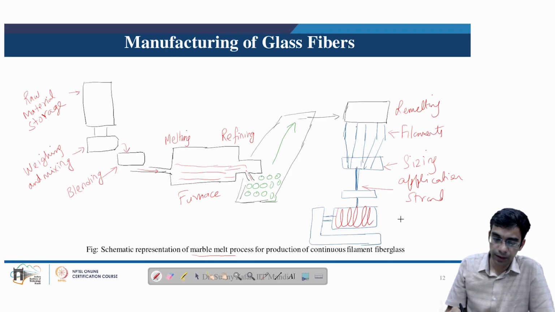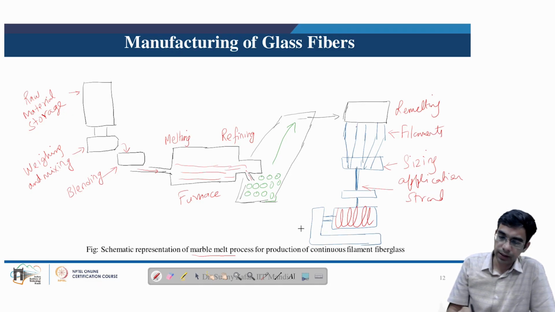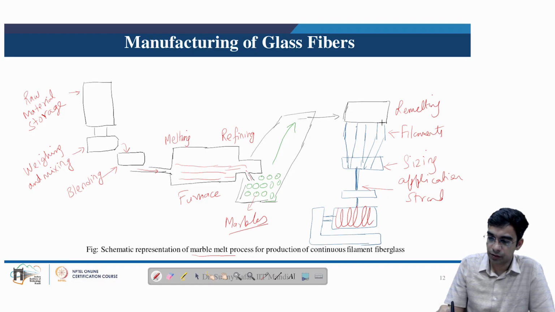on a cylinder. So we can see that we started with the raw material, which was available in the form of powder. We melted it, we created these marbles here, these are glass marbles, and remelting these marbles after purification, sorting and grading, we could generate these filaments of glass fiber. These are glass fiber filaments, and then after applying sizing and so on, we develop this strand. That is how the glass fibers are manufactured using the marble melt process.